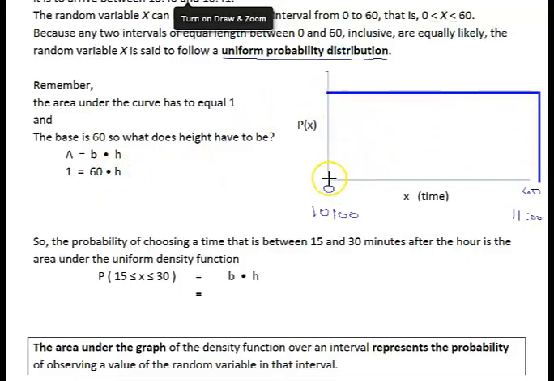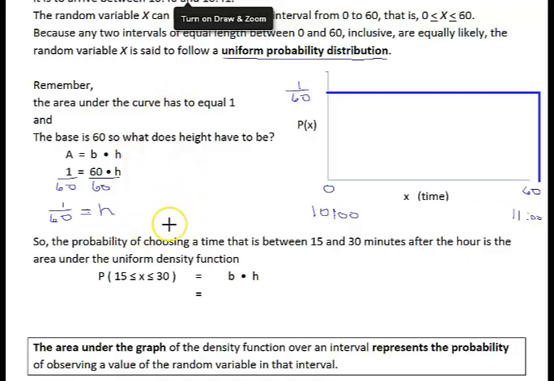Now, the area below that distribution has to be 1. I already know what the base is because it goes from 0 to 60, so that's 60, and that's what we plugged in. Now we just have to get the height with a little dividing. You divide both sides by 60 and you get h equals 1/60th. So this height right here is 1/60th.